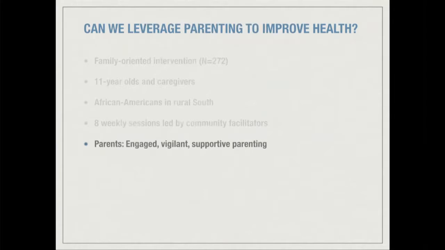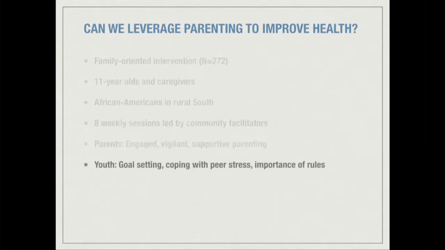For the first hour, the caregivers went with a community facilitator and focused on parenting during the transition to adolescence, with an emphasis on promoting engaged and vigilant yet supportive parenting, directly confronting the challenges of the transition into adolescence, particularly the challenges that are unique to African Americans growing up in the rural South. The kids went their own way with a different facilitator. They focused on goal setting, on coping with peer stress, on the importance of following family rules and routines. And then after those 1-hour sessions, the parents and the children came together for a series of role-playing exercises most weeks around communication skills.